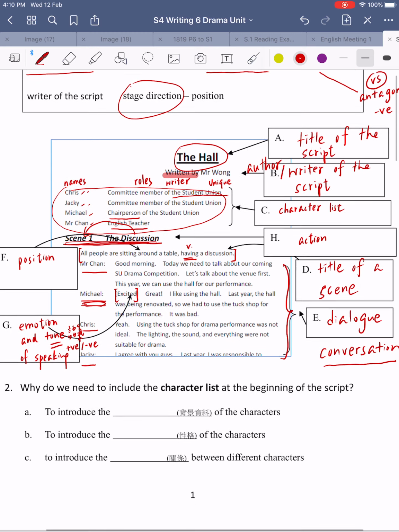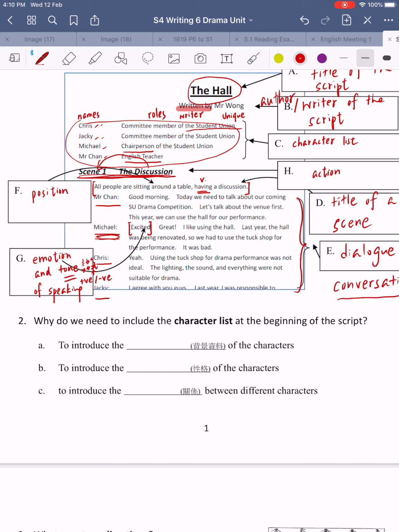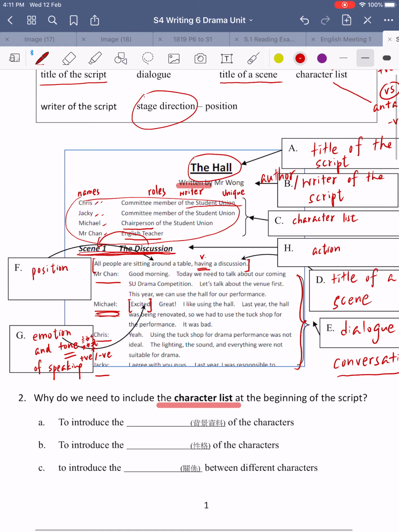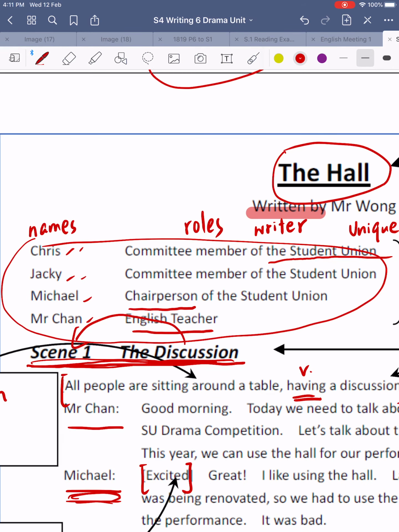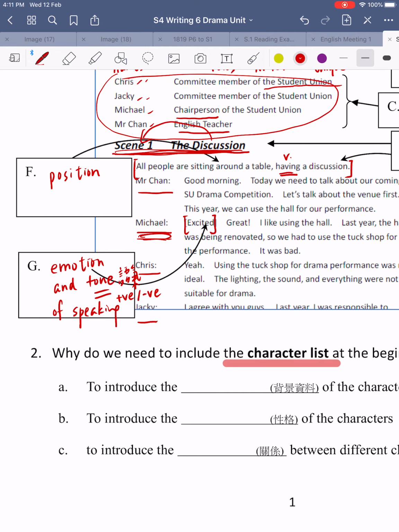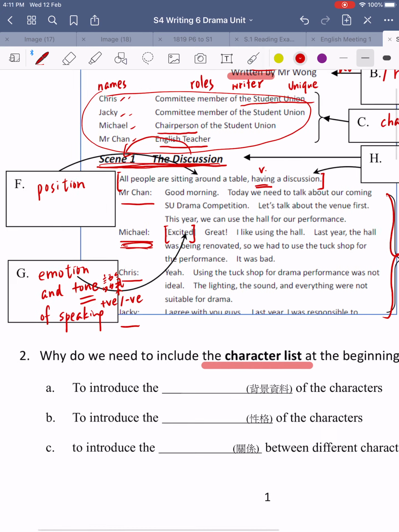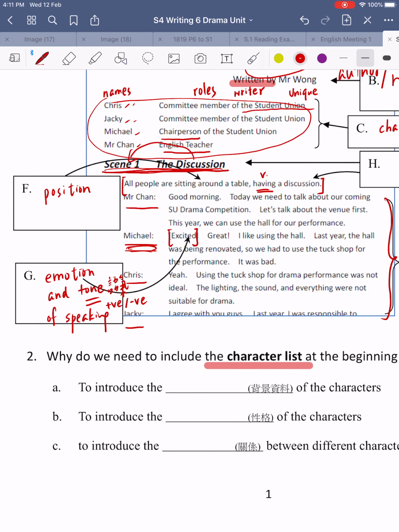Let's go to question 2. Why do we need to include the character list? Okay, character list is here. You need to tell me the names of the character and roles of the characters. That's why. And why we need to include the list, because of 3 important reasons. The first reason is we want to introduce the background information of the character. And remember, for information, don't put S, no s at the end, because information is an uncountable noun.